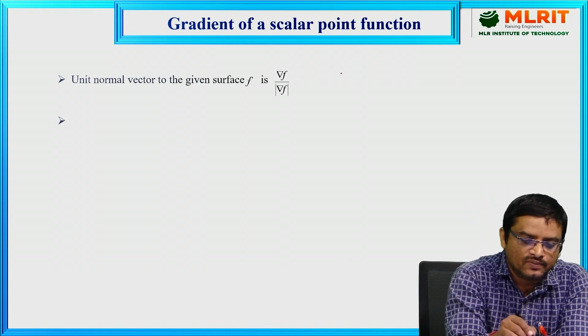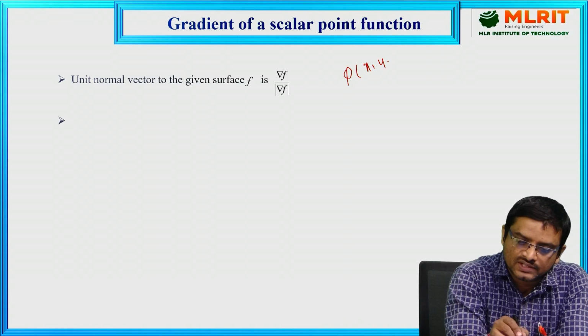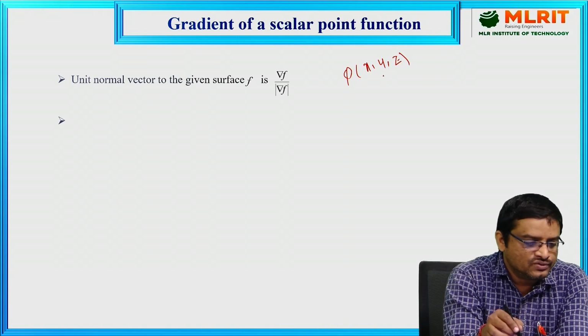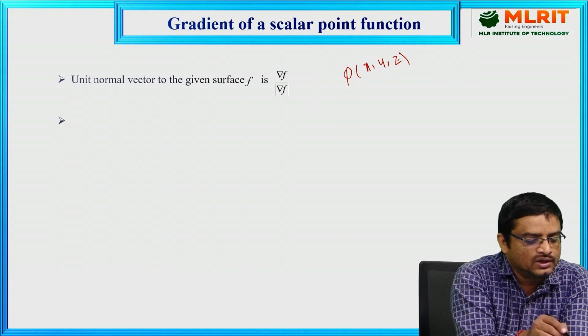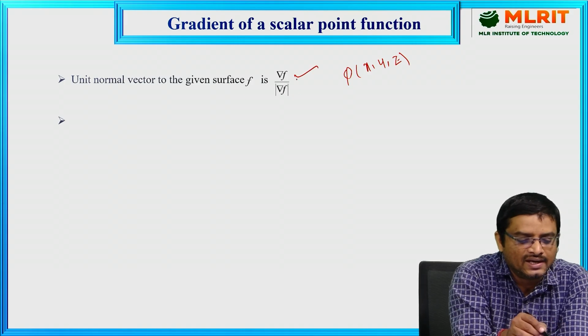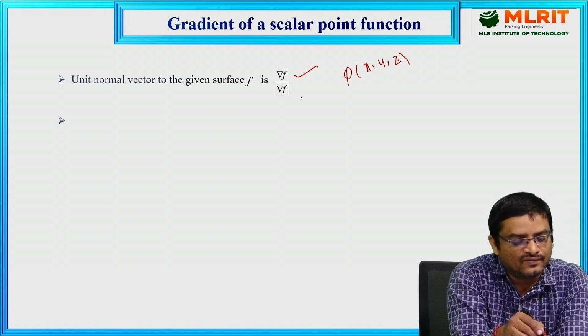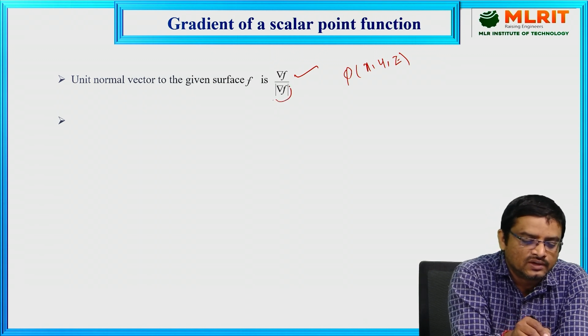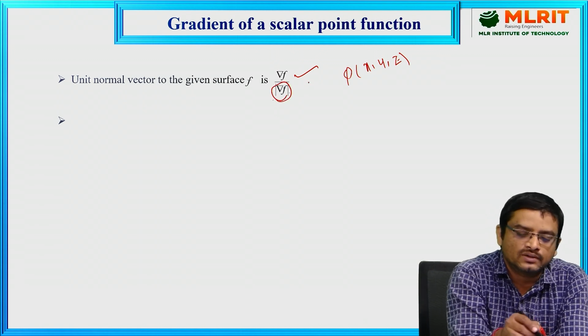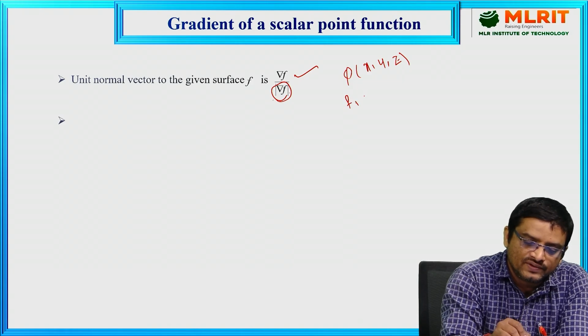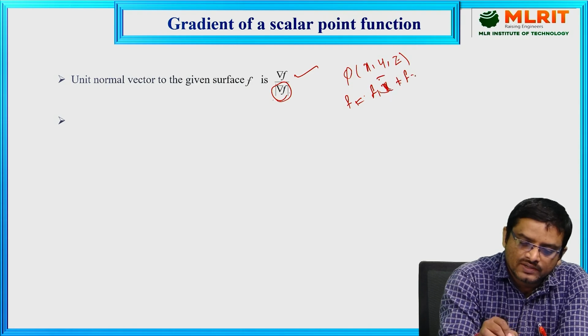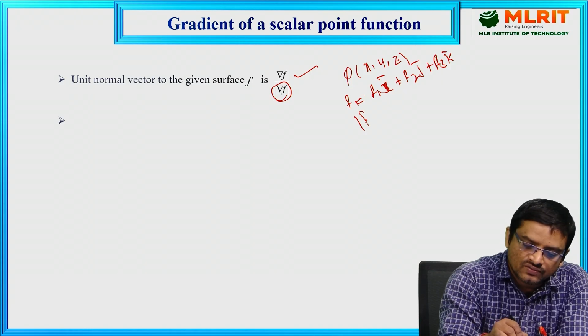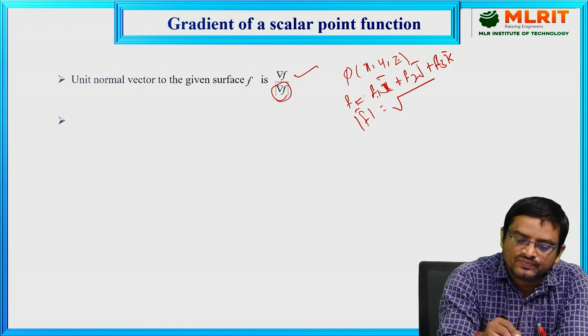So suppose I have given a scalar point function which is a surface. Now if you want to find out the unit normal vector to that given surface, it is given by del f by modulus of del f. Modulus of a particular vector is nothing but the magnitude of that vector, which is defined as, suppose f bar is equal to f1 i bar plus f2 j bar plus f3 k bar, then modulus of f bar is equal to square root of f1 square plus f2 square plus f3 square.